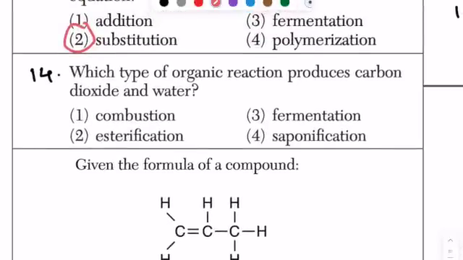What type of organic reaction produces carbon dioxide and water? This is actually your combustion, which is something that a lot of people forget. But remember, combustion is an organic reaction because we start with a carbon-based compound that reacts with oxygen to produce carbon dioxide and water.